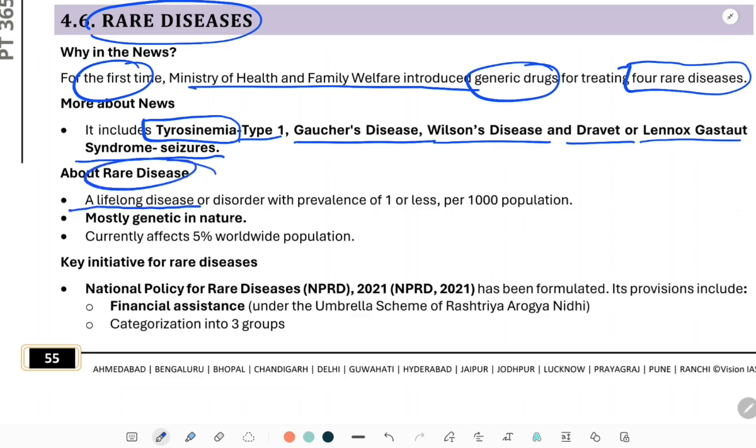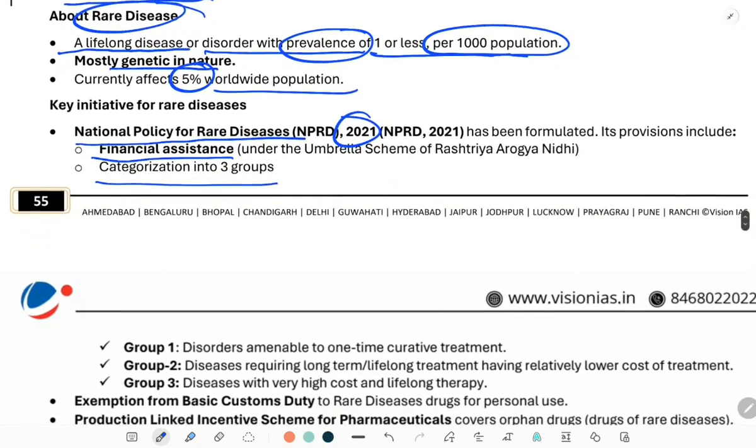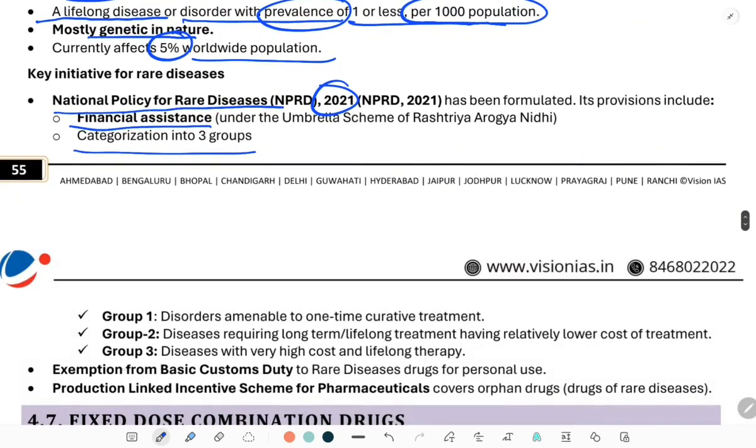A lifelong disease or disorder with a prevalence of 1 or less per 1000 population, mostly genetic in nature, currently affects 5% of the worldwide population. The key initiative for rare diseases is the National Policy for Rare Diseases 2021. The provisions include financial assistance and categorization into three groups: Group 1, 2, 3.